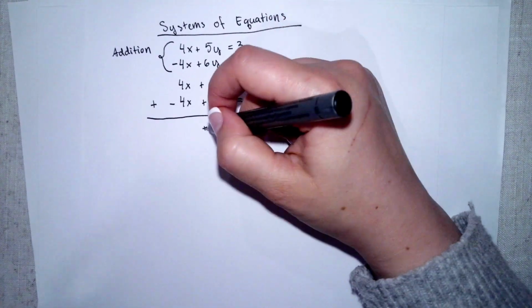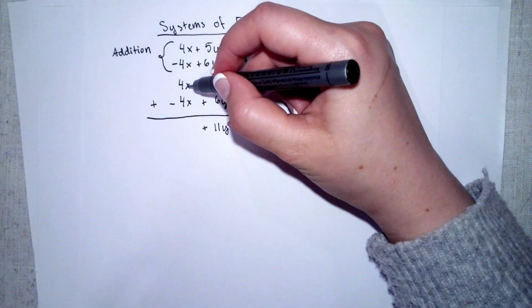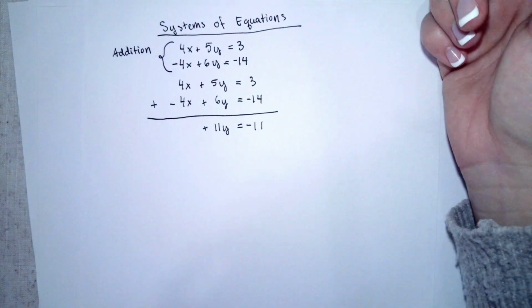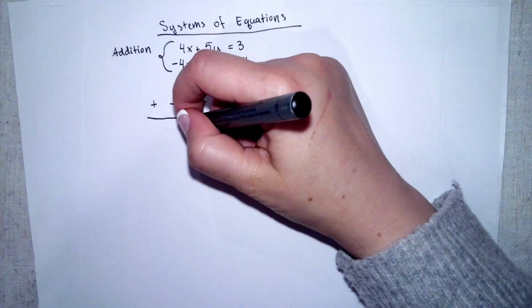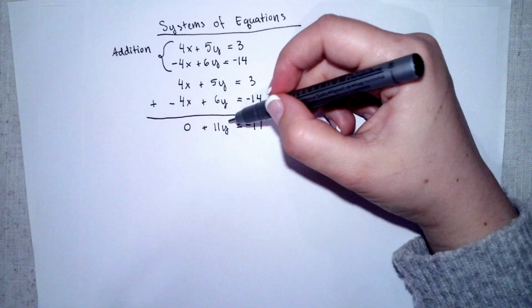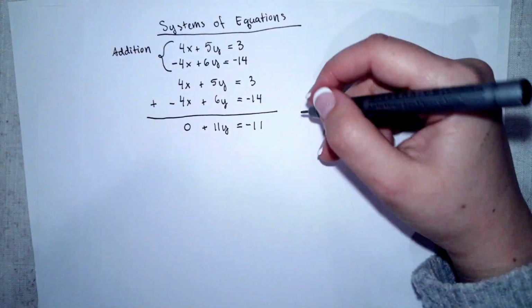Okay, and that's positive, so we're going to add a plus sign here. And then finally we're going to add 4x to negative 4x. So 4x minus 4x gives us 0. So it's really just going to be nothing. You don't even have to write the 0 here. You can even just write 11y equals negative 11. Okay, so now we're going to simplify.